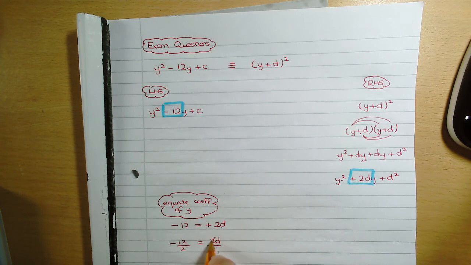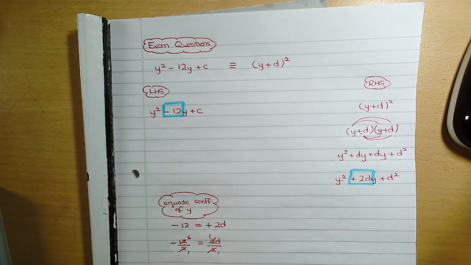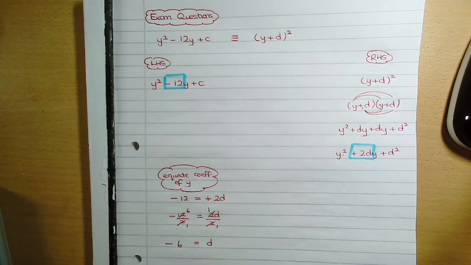2's cancel over here. 2 and 12 cancel. 2 goes into itself once, goes into 12 6 times. Negative divided by positive is negative. 6 over 1 is 6. And that's just equal to d. So there you go. There's d.